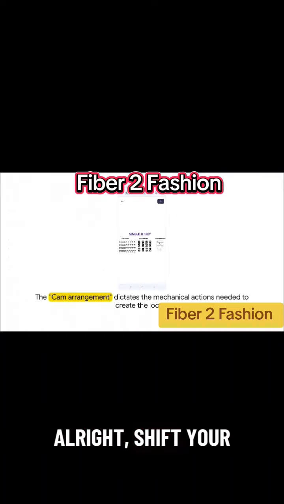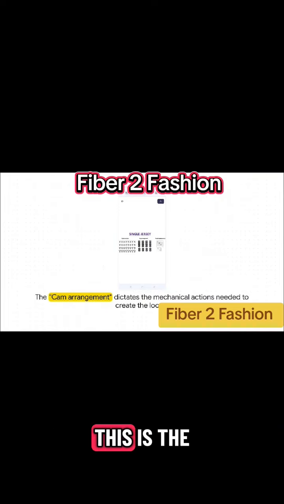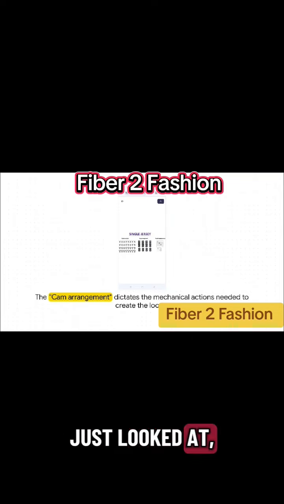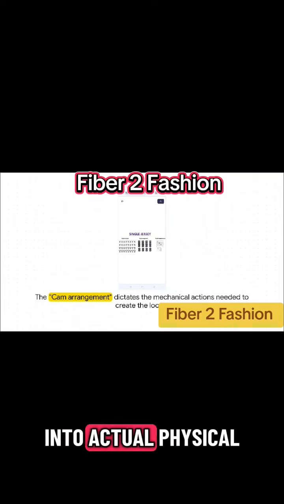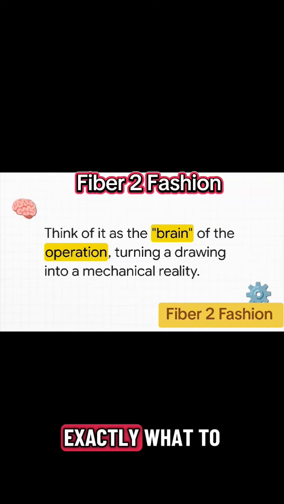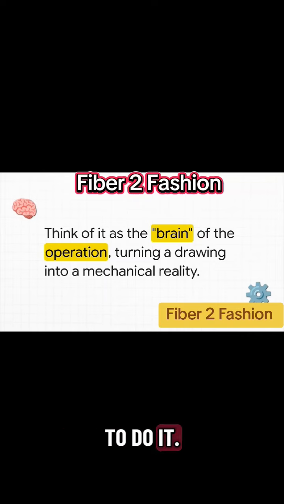All right, shift your eyes to the middle section here. This is the cam arrangement. See those columns of arrows or chevrons? That is the logic. These are the commands that take our pattern, that drawing we just looked at, and translate it into actual physical actions for the knitting machine. Every single one of those arrows tells a specific part of the machine exactly what to do and when to do it.